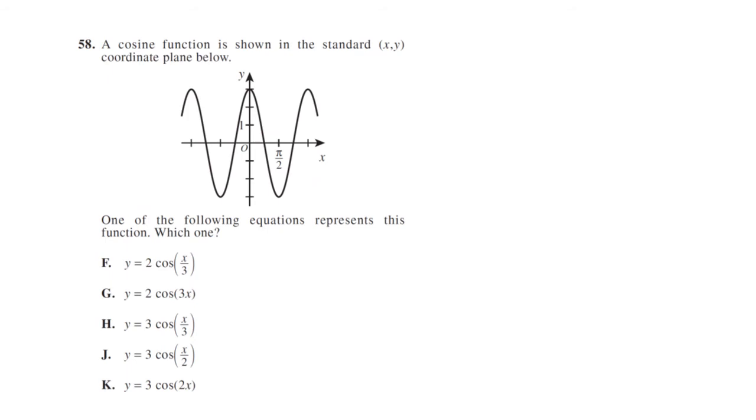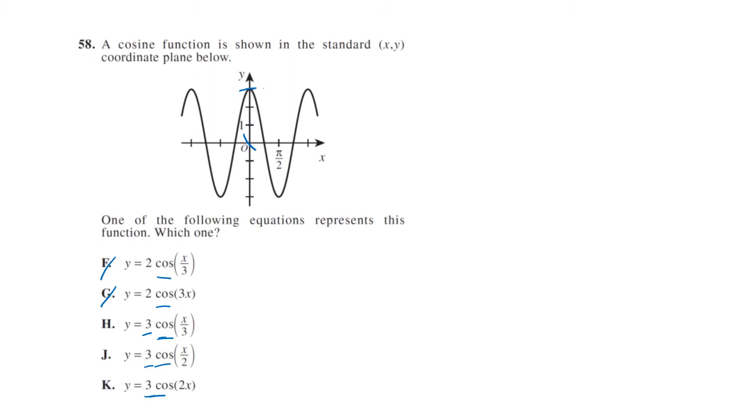Which of the following equations represents this function? So, we're just looking at cosine. So we're not having to choose between sine and cosine. That would have actually made it easier because cosine goes through the origin. So let's start with the range. So the range is 1, 2, 3. Okay, so it's not 2. So we can eliminate F and G. And that probably would have been easy. Even if you don't really know what you're doing, you could probably say, well, it's probably 3 because there's 3 units here, so it's not going to be 2.